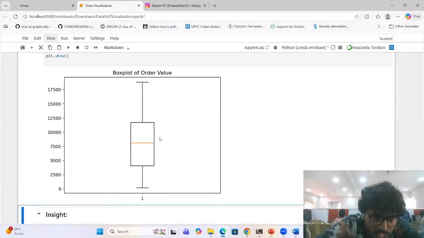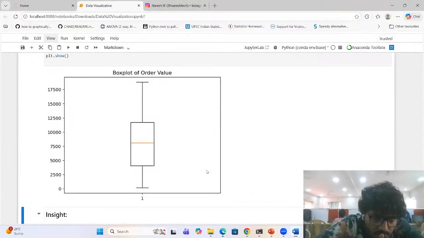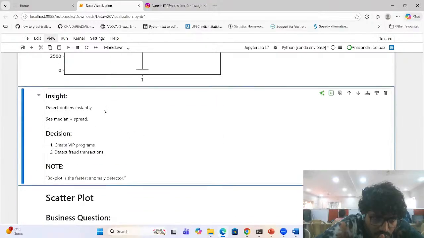If you have any outliers, then you get some dots beyond the upper limit and beyond the lower limit, the maximum and minimum values. If you have any dots, that is treated as the presence of outliers. If you don't get any, it means you don't have any outliers. Is this clear? If possible, in upcoming sessions, I will show you data which has outliers. So, detect the outliers instantly.